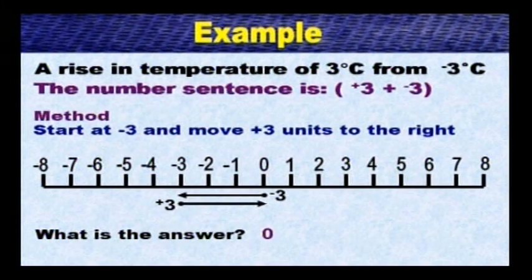So, when you are adding two same numbers with opposite signs, the answer is always 0. Negative 5 plus positive 5, the answer is always 0. Now, in this example, we have positive 3 plus negative 3 is equal to 0.